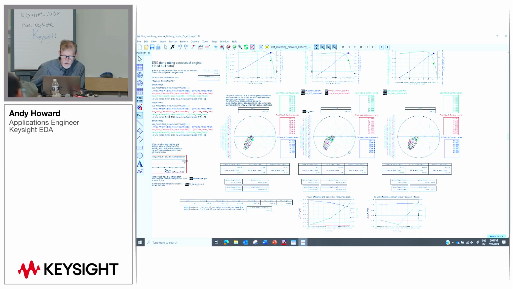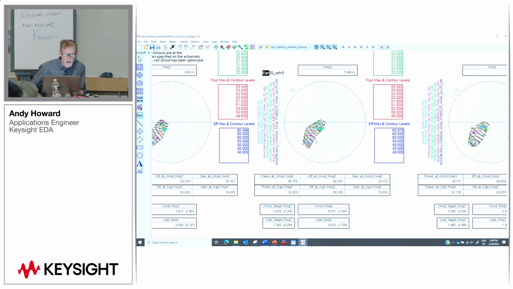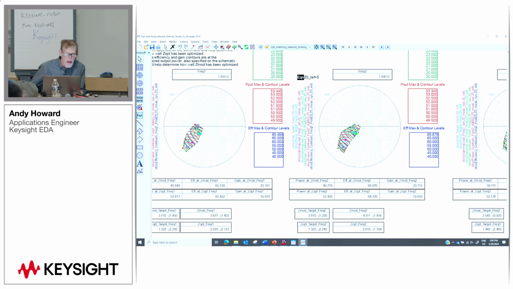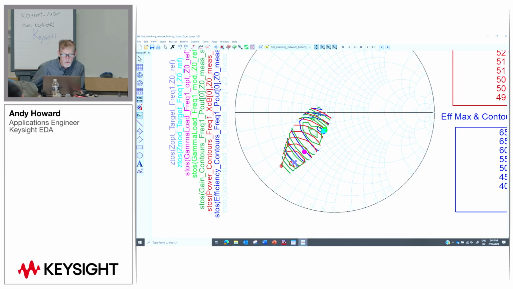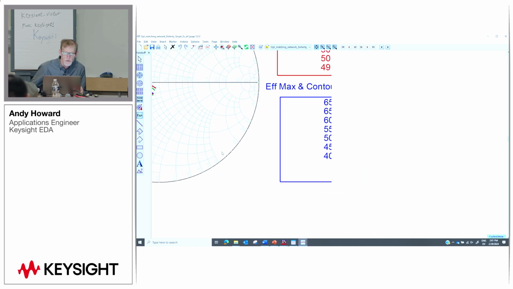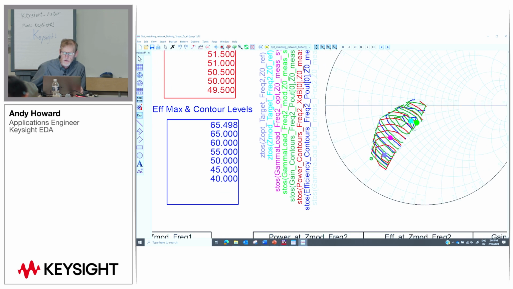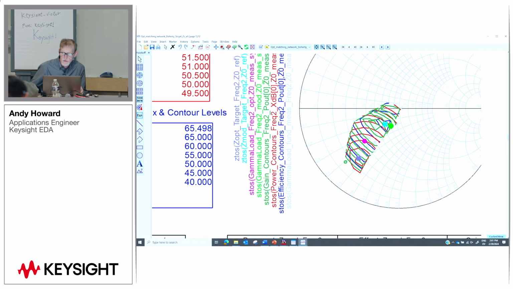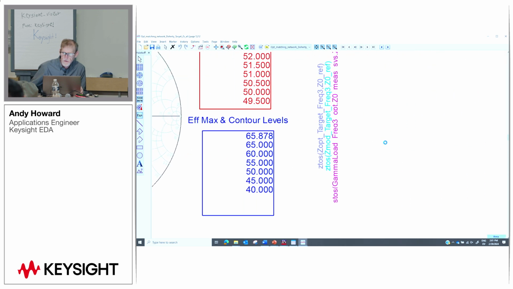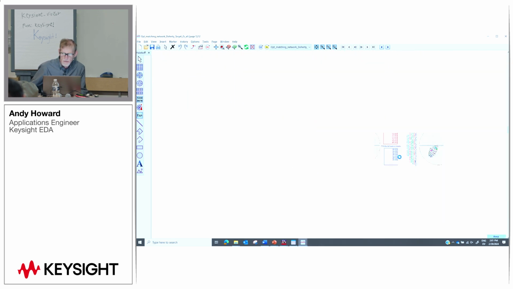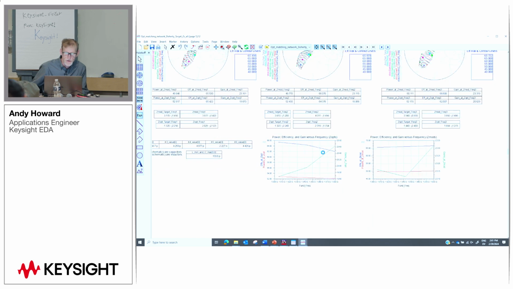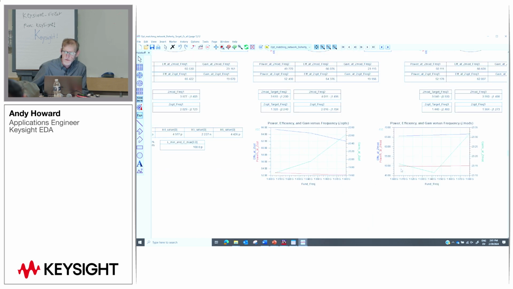Okay, so this shows contours at the 3 different frequencies. The X's are the target values. That's Z-opt at the lowest frequency. These dots are what the matching network achieved. So it's not exactly on top of the desired target impedances, but it's close. And then this shows the results as a function of frequency for power, gain, and power added efficiency.